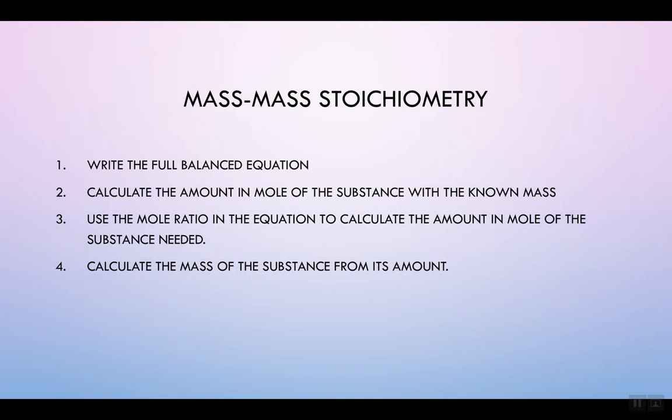Then you use what we call the mole ratio in the equation. That's those big coefficients that you use to balance the equation. That tells us how many particles of reactants make how many particles of the products. And from that, you can find the amount in mole of the substance that you're making. And then finally, once you've got its mole, its amount, then you can find its mass.